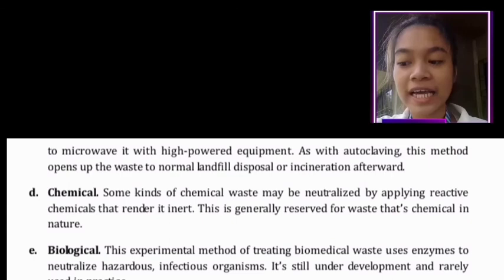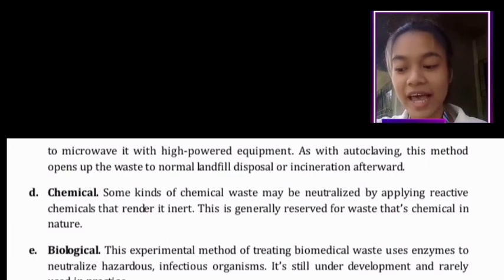Chemical. Ang ilang mga uri ng mga chemical waste ay pwedeng ma-neutralize sa paglalagay ng mga reactive chemical. Biological. Ang pamamaraan nito ay ginagamit sa mga biomedical waste, uses of enzymes, para ma-neutralize yung mga hazardous waste and infectious organisms.